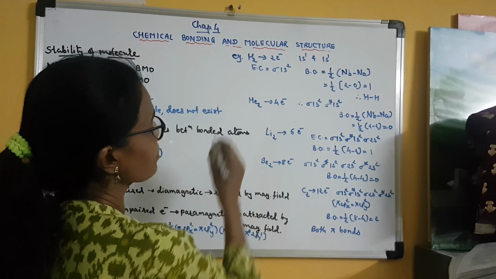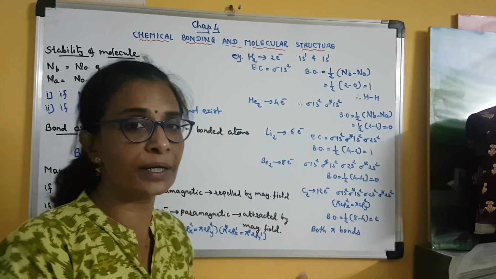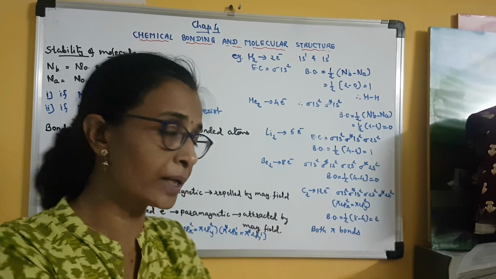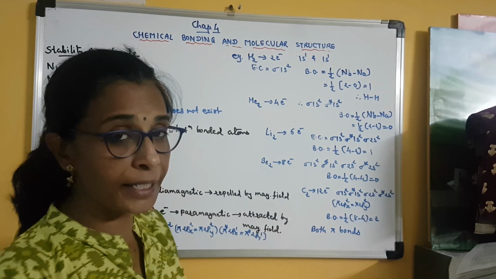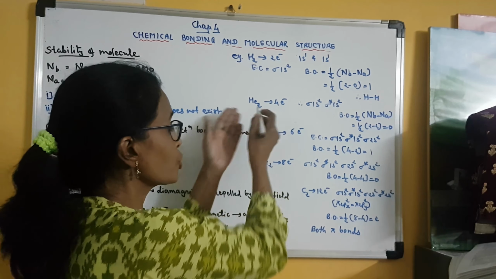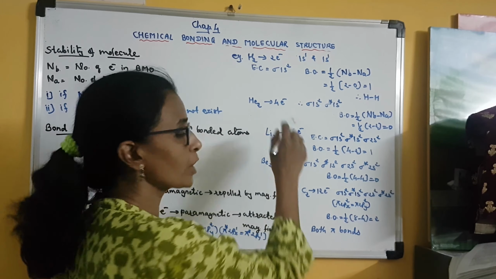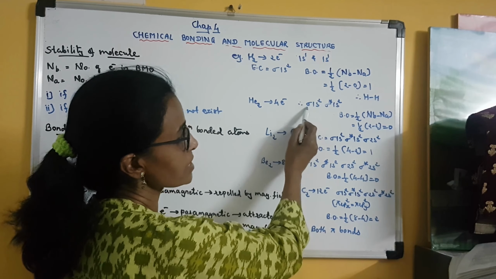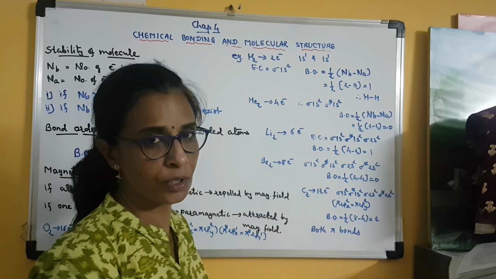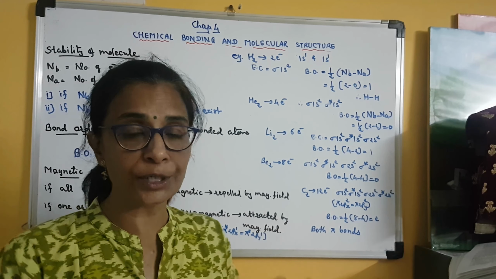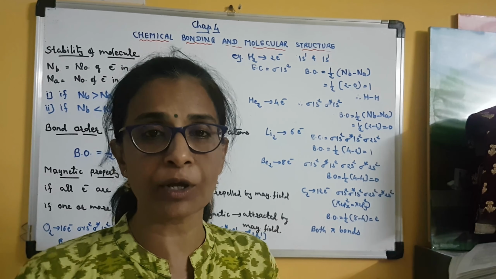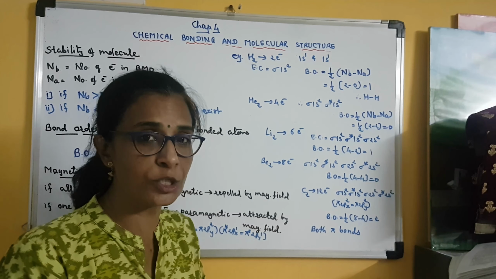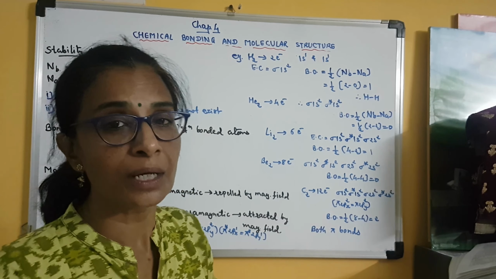Suppose the second example is of helium. This is again an element of the first period. In the first period there are only two elements, hydrogen and helium. Clear? Now helium's atomic number is 2. When the He2 molecule is to be formed, then 4 electrons will be there. Total 4 electrons. Clear? So the electron configuration is written as sigma 1s2 and sigma star 1s2. Here it is very important to remember the sequence of molecular orbitals that we discussed in the previous lecture. Clear? So if you remember that sequence well, then this type of question is very easy to answer.